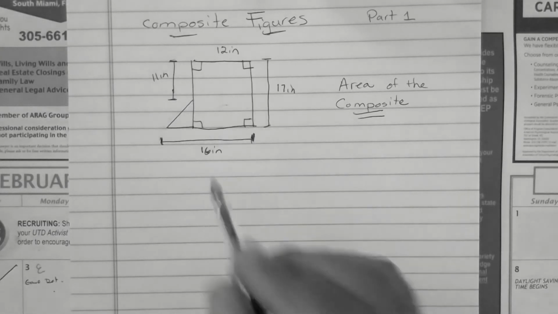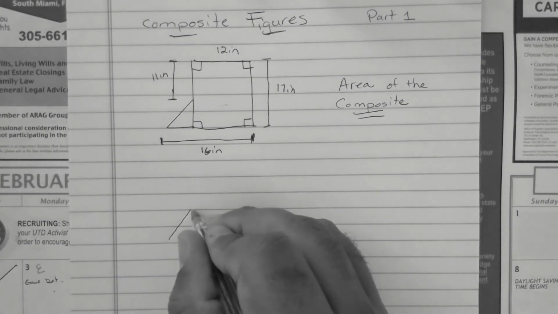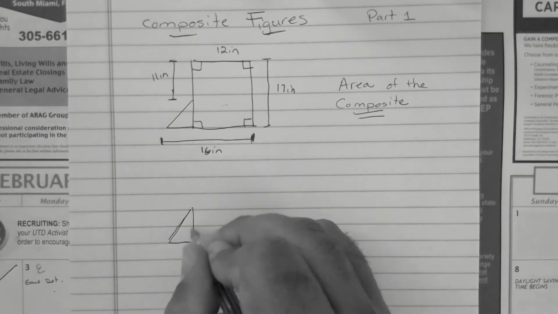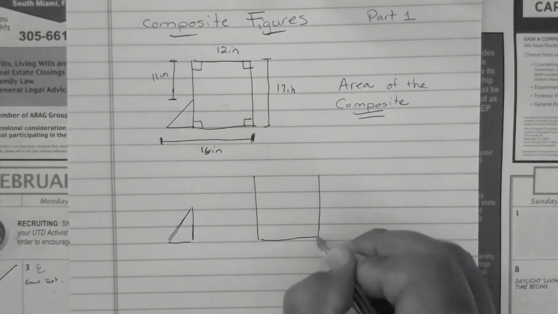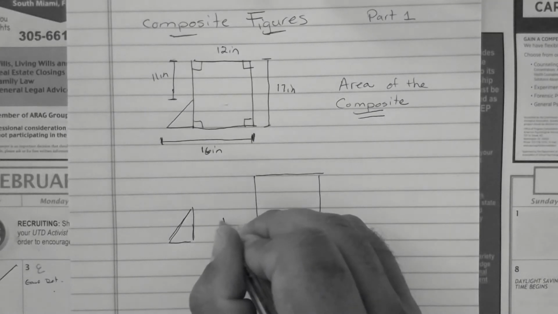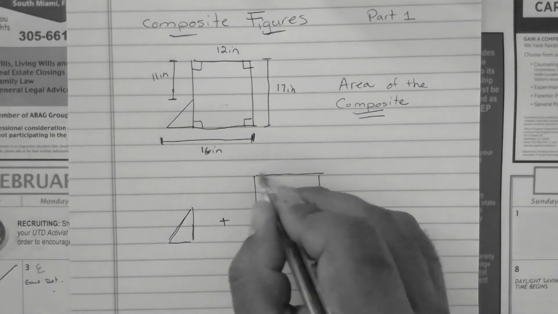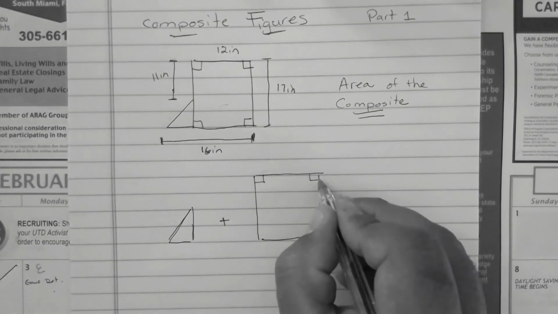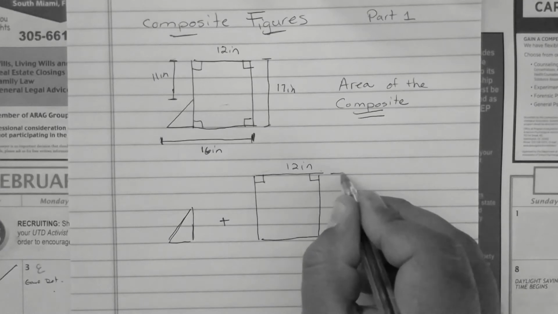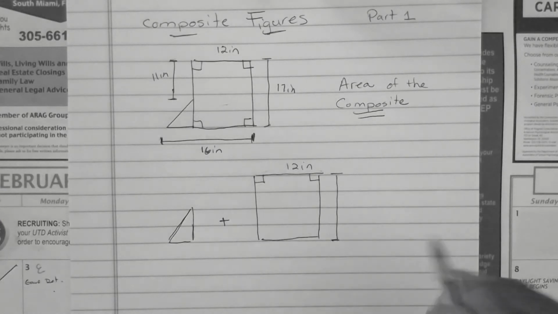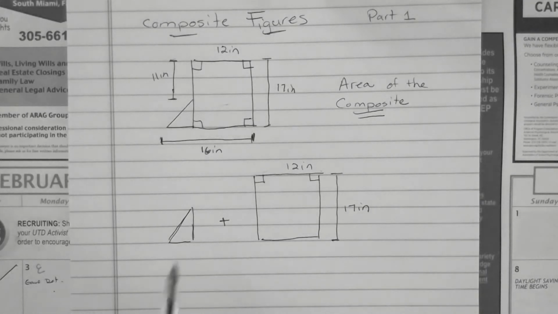So what I like to do is draw it out again and separate the two figures, and write down the dimensions. Remember, we're adding the area of both figures. For instance, this top part of this quadrilateral, what's the measurement? 12. And what is the right hand side of the quadrilateral? 17 inches. Now let's investigate this part right here.